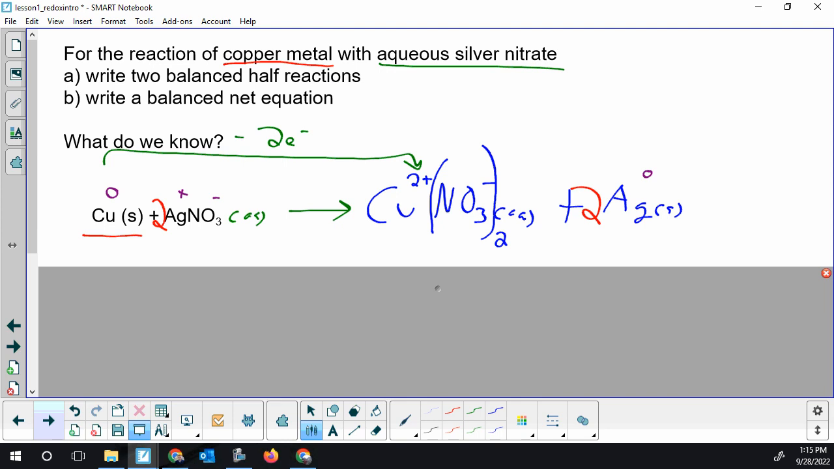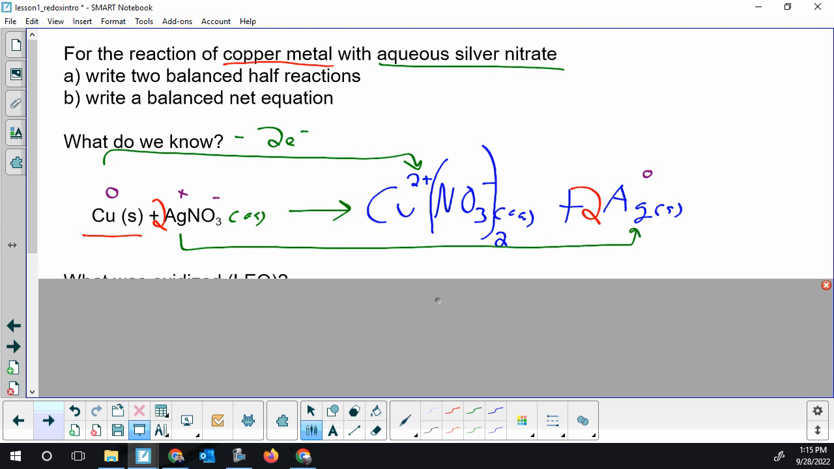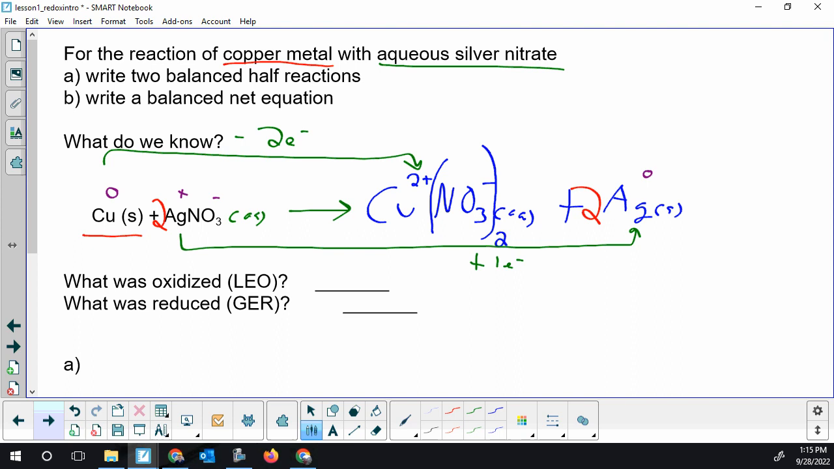Silver is plus 1 to 0. So that is +1 down to 0, gaining 1 electron. Now there's 2 silvers, and that's why the electrons are going to get balanced at the end. Okay. So 1 copper loses 2, 1 silver gains 1. Nitrate is NO3 minus, NO3 minus, that's a spectator ion. Okay. So we have most of our info that we need to answer A and B.